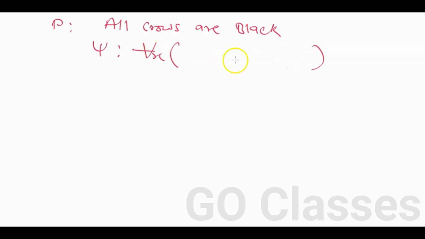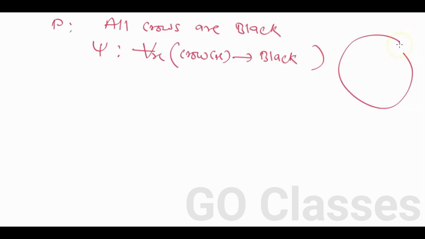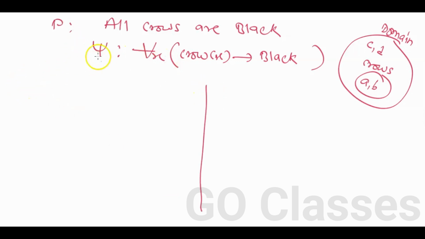Just think about it. So this is our statement: all crows are black. And this is our expression, let's call it phi: for all x, if it is a crow, then it is black. Again, as usual, this is your domain, and let's assume A, B are the crows, and C, D are not crows. Now let me show you that whenever P is true, then phi is true, and whenever P is false, then this expression will be false.